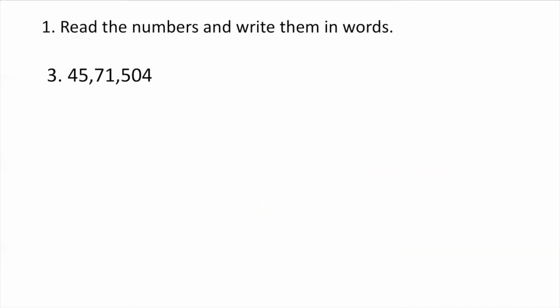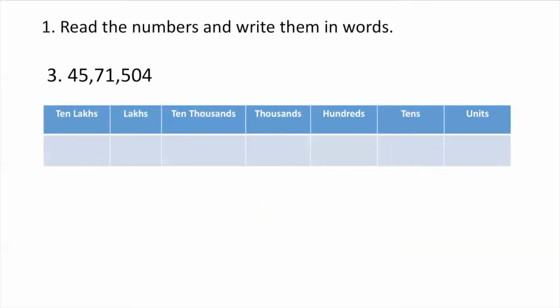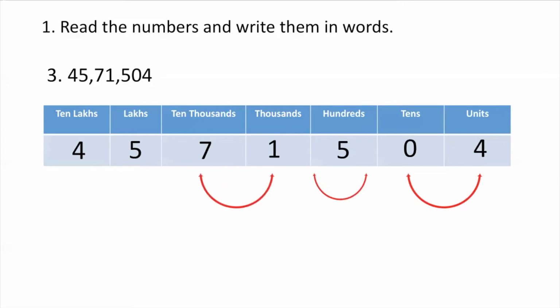We have 4571504. 4 in the units place, 0 in the tens place, 5 in the hundreds place, thousands place we have 1, 10,000s place 7, 5 in the lakhs place, and 4 in the 10 lakhs place. So again we are going to break this number into 4 different parts. Tens and units placed together, hundreds place, thousands and 10,000s together, lakhs and 10 lakhs together.